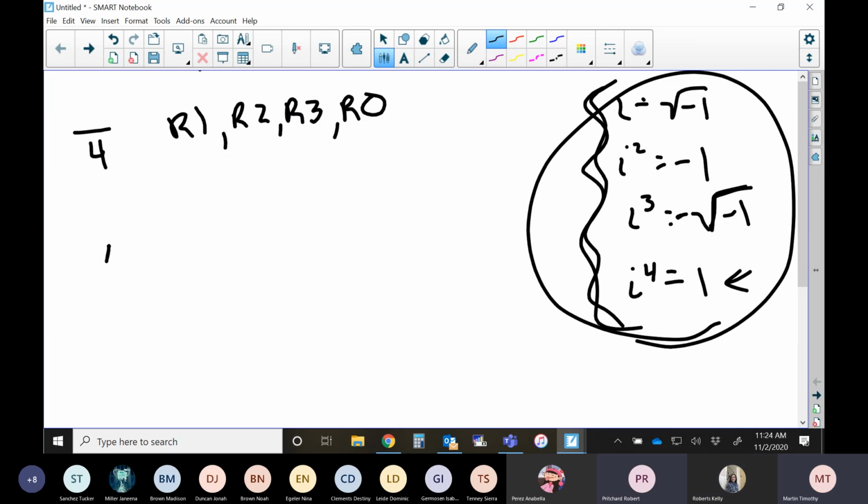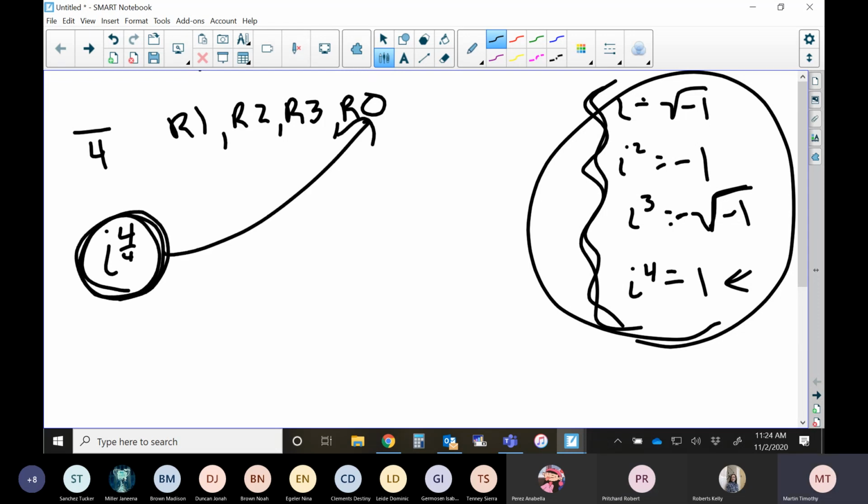Yeah. That's right. What's i to the 4th? How many times does 4 go into 4? Once. So what is i to the 4th going to be equivalent to? The one that has a 0 remainder. Does that kind of make sense to you? Yeah. That makes sense.